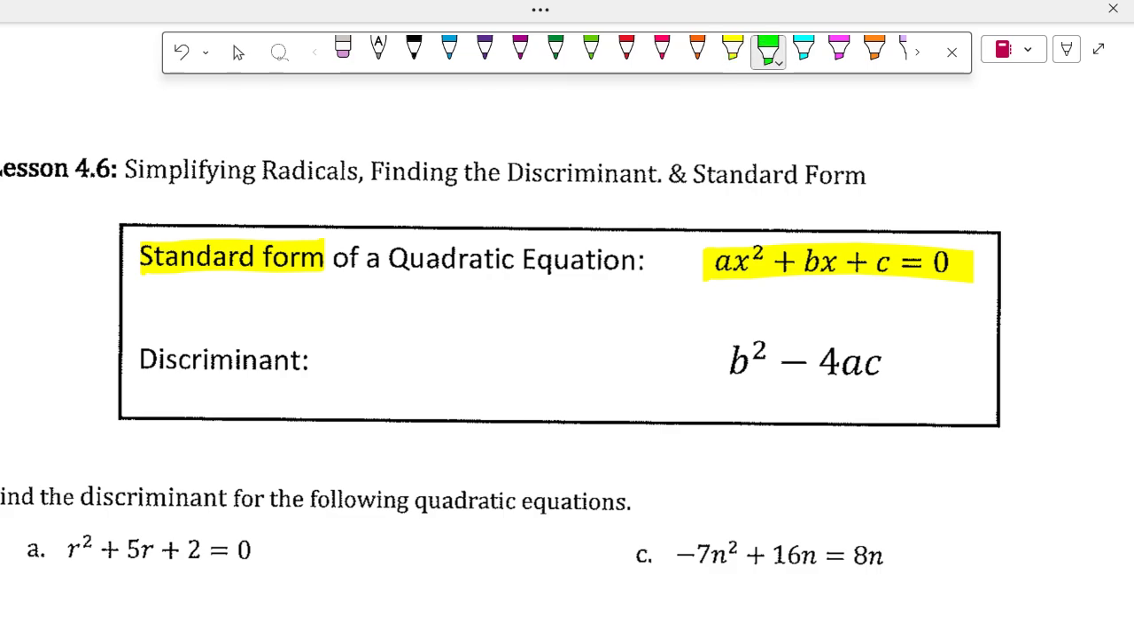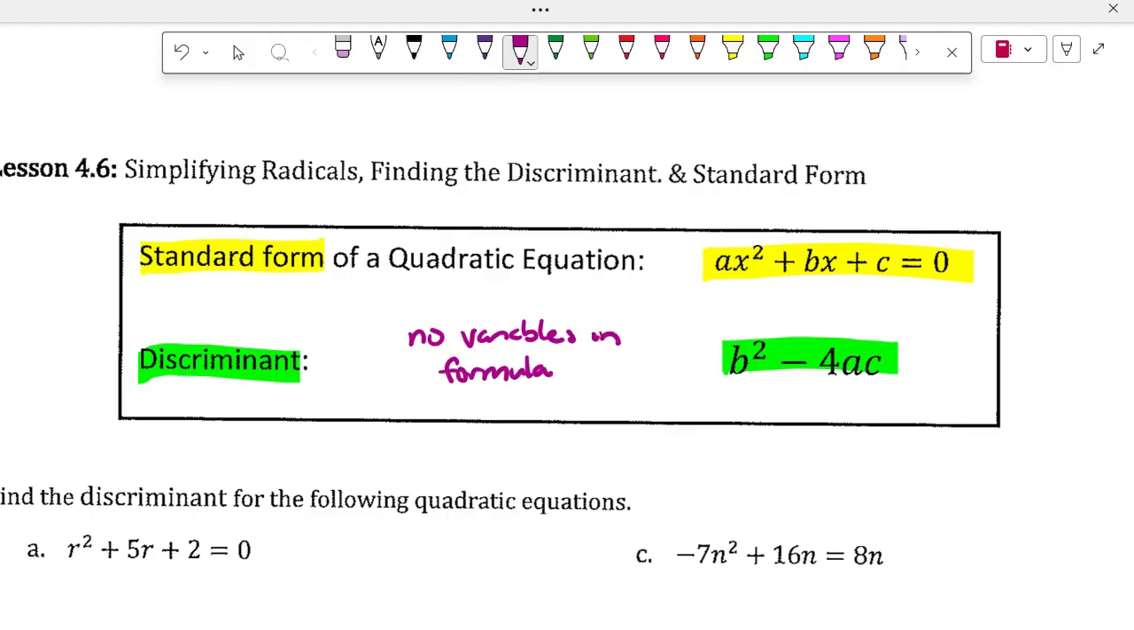Now, another thing to note, a, b, and c, it's very important that you identify them because they show up in the discriminant formula. So the discriminant formula is b squared minus 4ac. Now, just so you're aware, no variables in the formula. I only want numbers. So do not put any x squareds or x's in that formula.